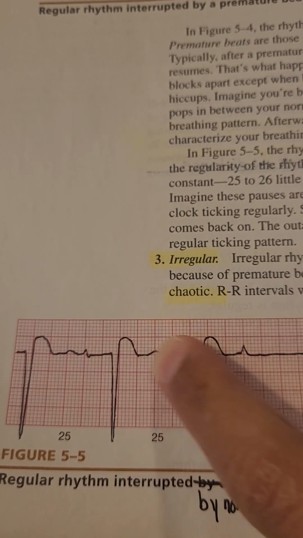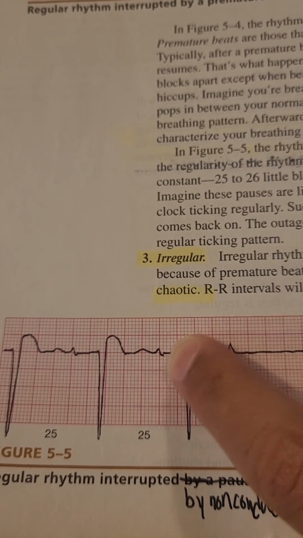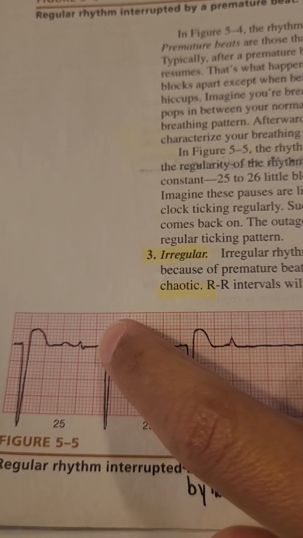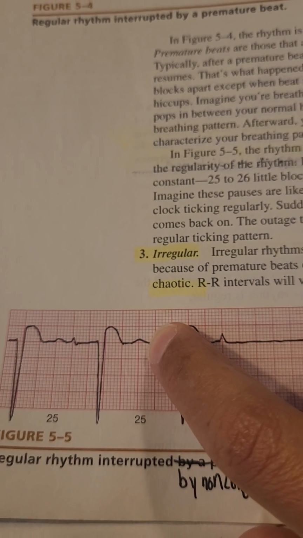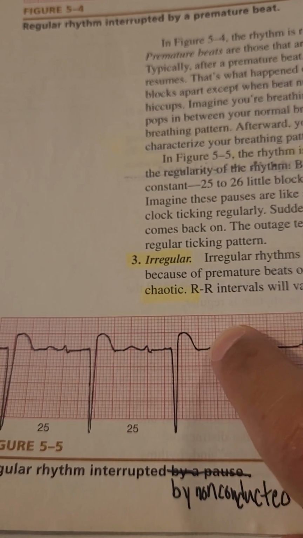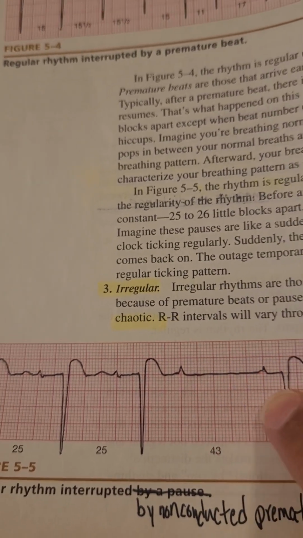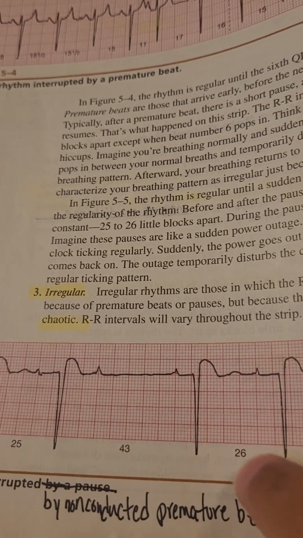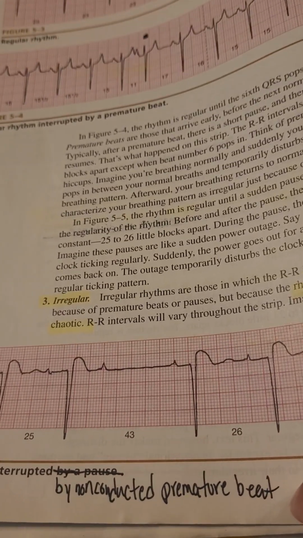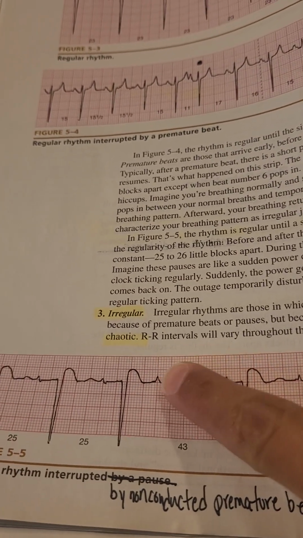You see this? The T wave, remember, goes after the QRS. Before the QRS is a P wave. After the QRS is a T wave. So here it's not looking the same as the other ones. So that means there's something going on in there. And what you call that is a non-conducted PAC. You will get into that.